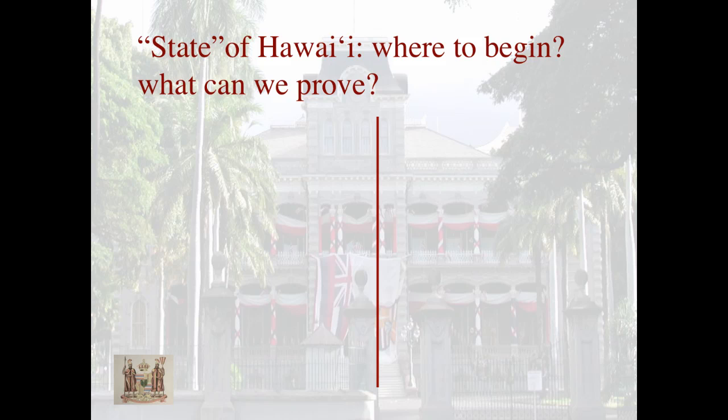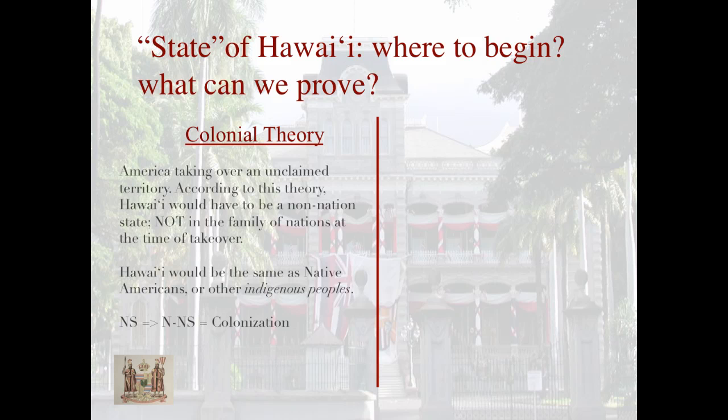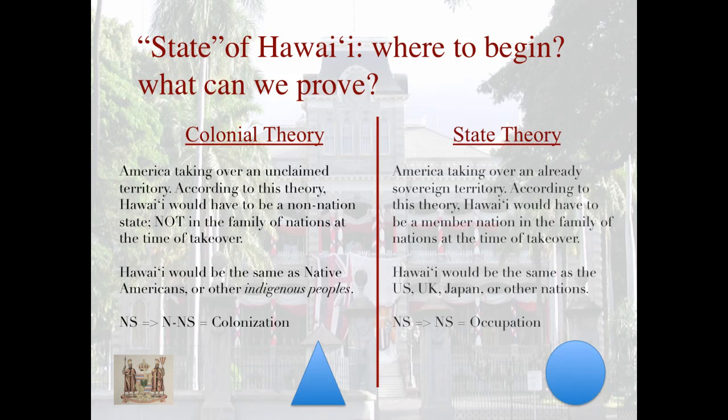So state, of course, meaning the current state of, also means the state of, as in, are we the 50th state? And the state of, meaning, are we a nation state? What can we prove? Okay, so again, colonial theory and state theory. Okay, these would be the elements, the basic things that would need to be satisfied in order to say Hawaii is either under colonial theory or state theory. Okay.